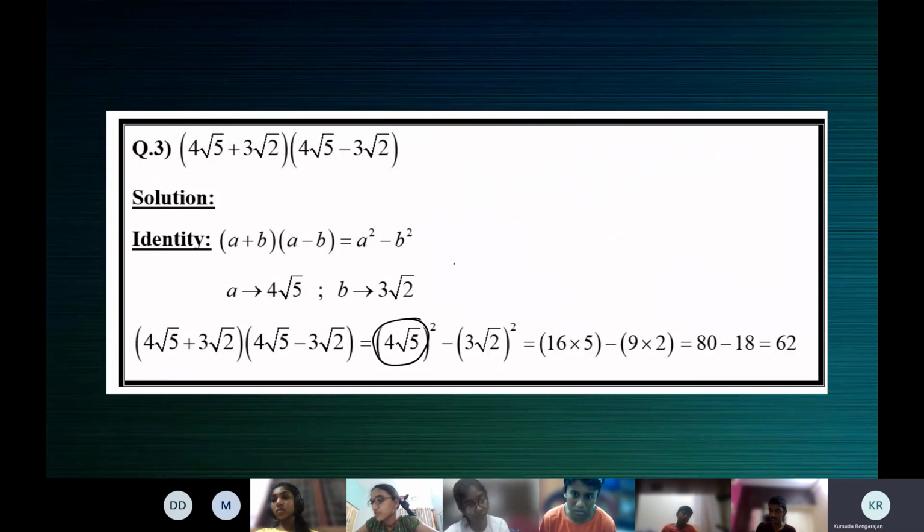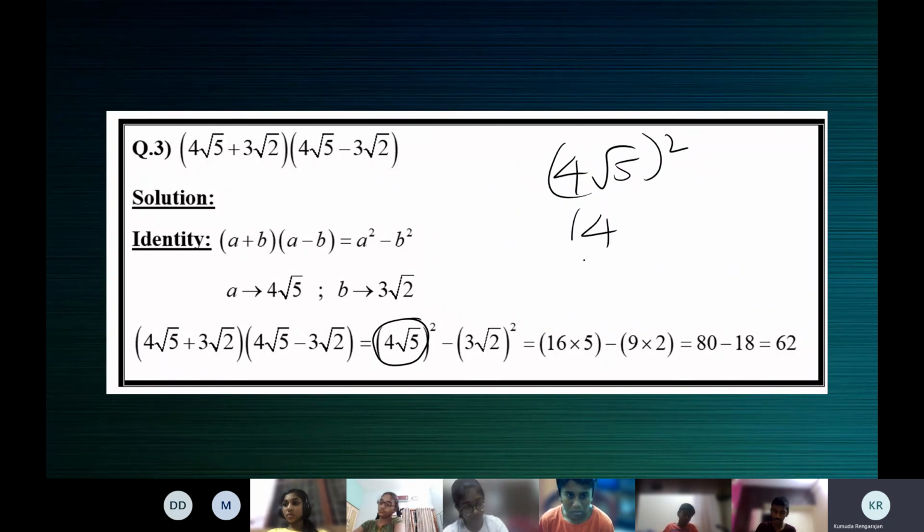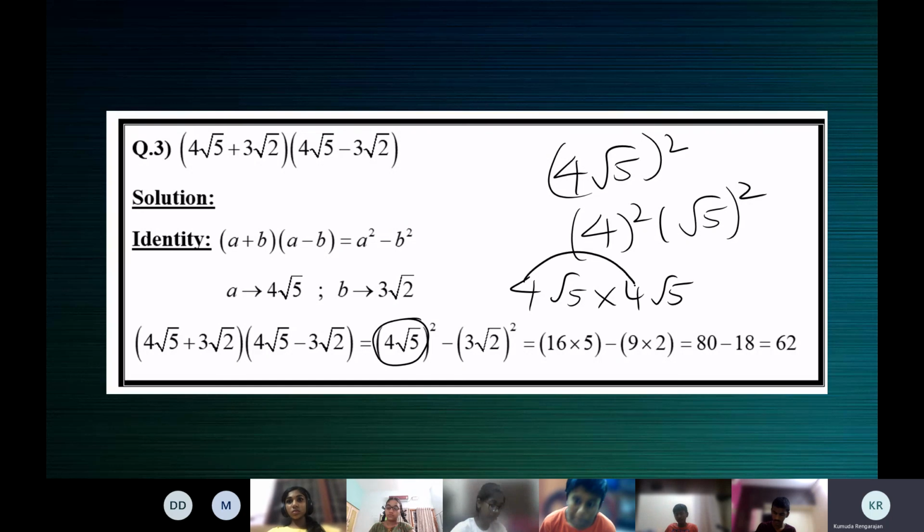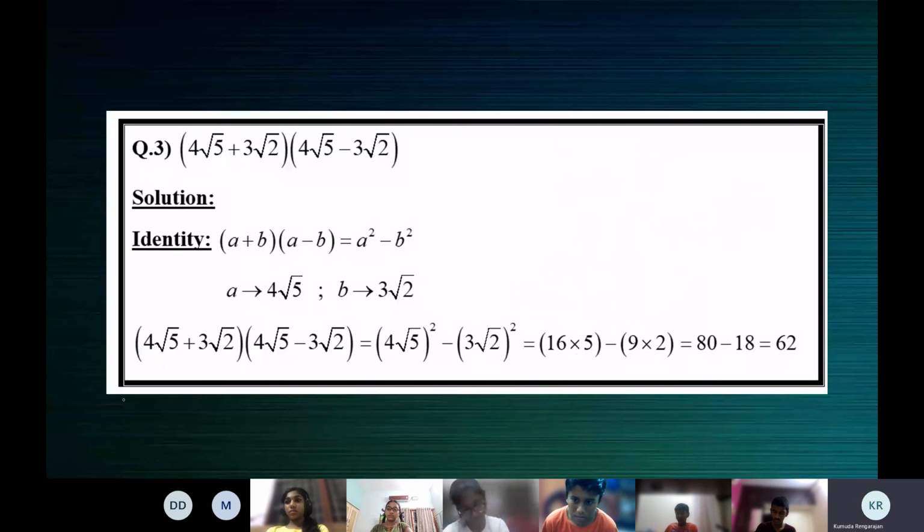Similarly, when you square this 4 root 5, the whole square, you should square 4. You must square root 5 also. That's what I'm trying to say. 4 root 5 the whole square means 4 root 5 into 4 root 5. 4 into 4, 16. You can see it here, 16. Root 5 into root 5 is 5. Okay.